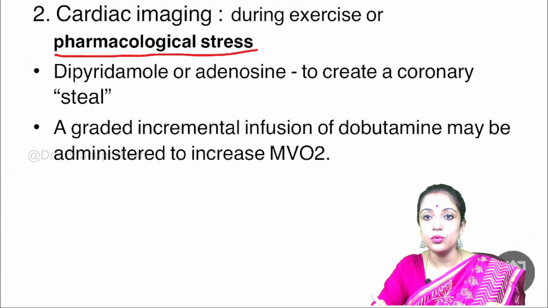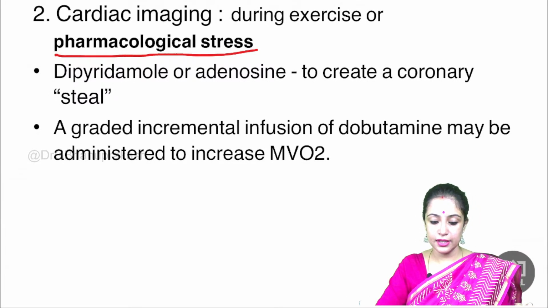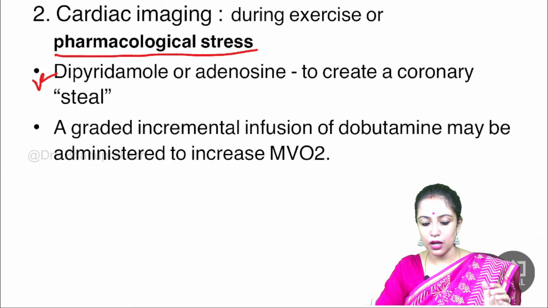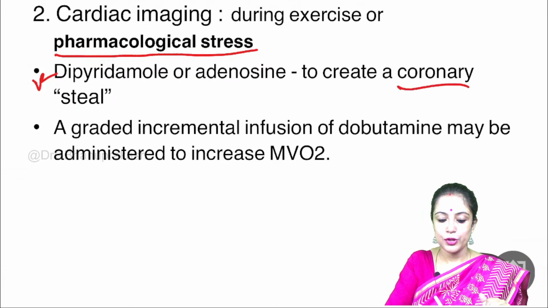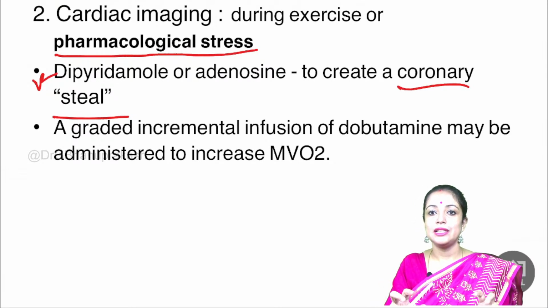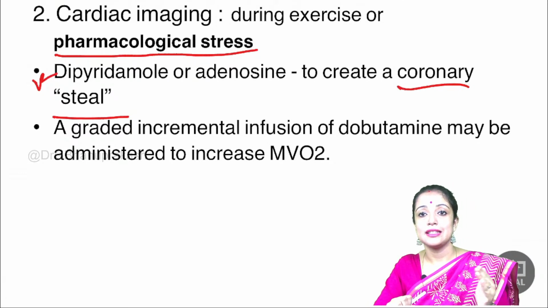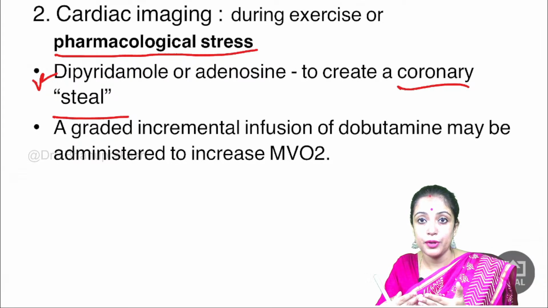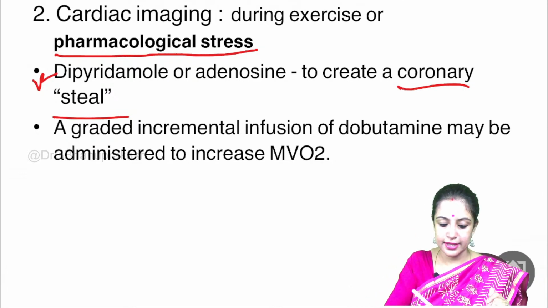So what are the drugs we use for pharmacological stress testing? We use dipyridamole or adenosine. What do they do? They produce a coronary steal. What do you mean by coronary steal? When we give dipyridamole or intravenous adenosine, they divert the coronary supply from the diseased area to the non-diseased area. Okay? And then we will see whether the patient develops signs of ischemia or not. That is the coronary steal.